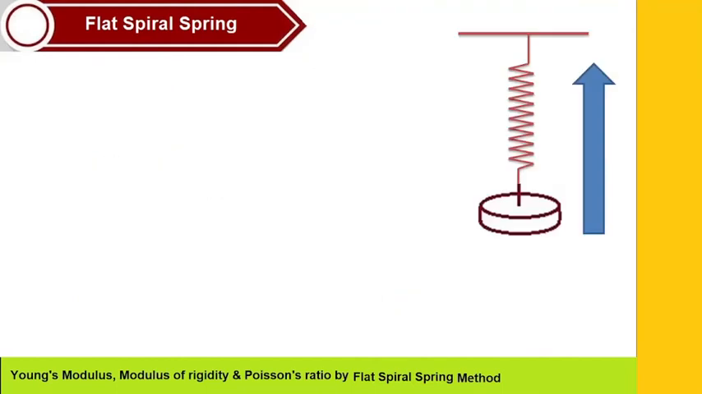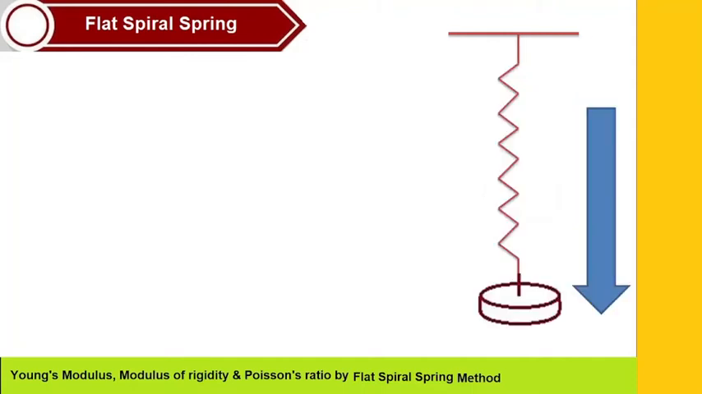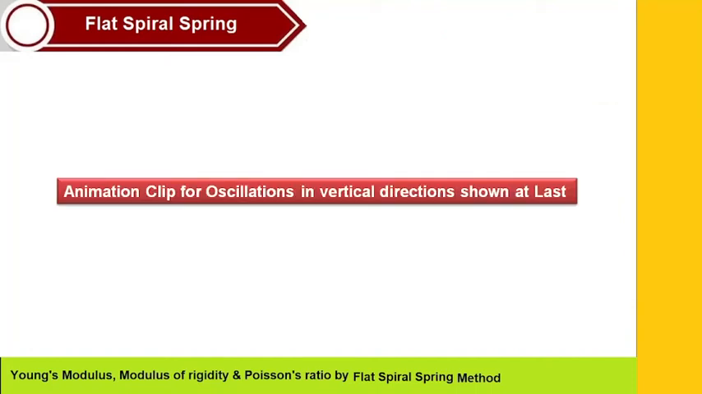Now, how the flat spiral spring oscillates in a vertical manner, like this. It is just shown how it is oscillating in a vertical manner. It will be shown in the animation clip for oscillation in vertical direction at last.